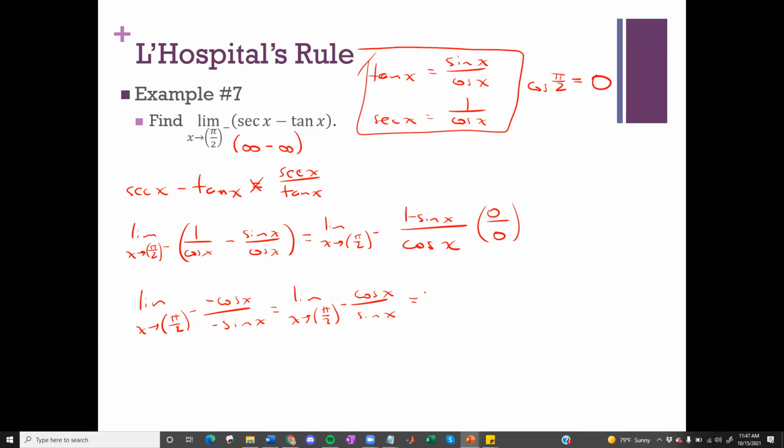Is the cosine of pi over 2 defined? Is sine of pi over 2 defined? What are they? Yeah. So direct substitution is fine there.